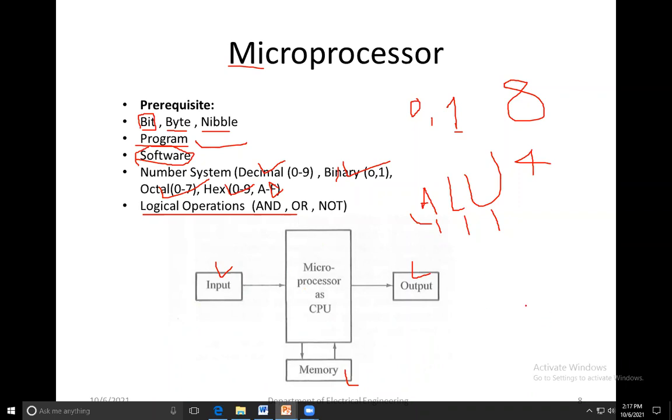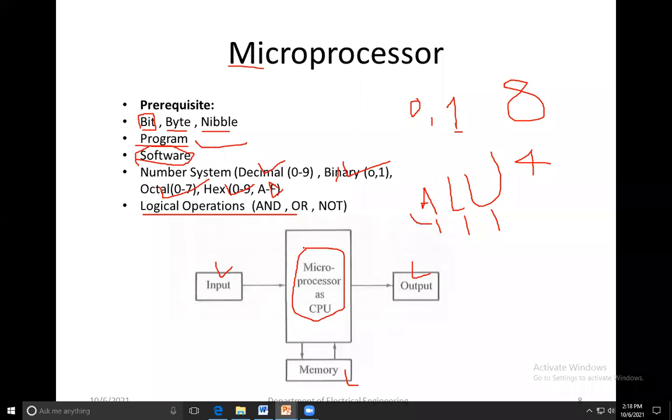Then output, you have to give the output to them. So the main thing is that the processor doesn't have input and output. This is the main difference between a microcontroller and a microprocessor. The processor is only a chip. You have to connect the input devices and output devices to the chip.